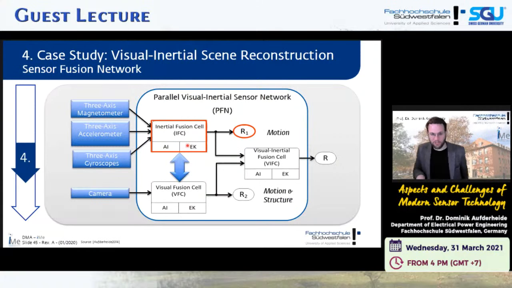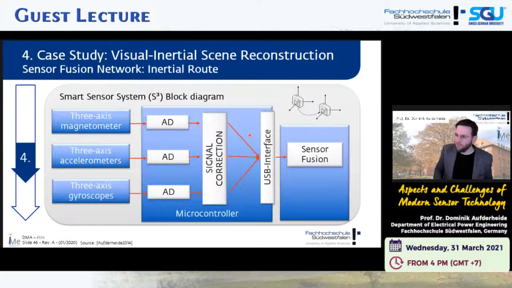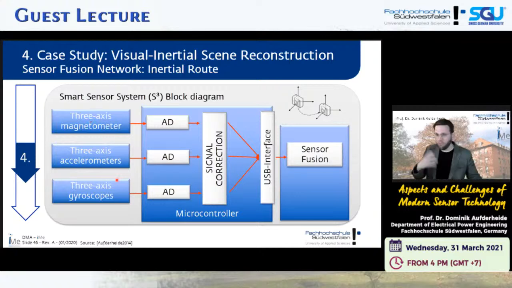The inertial fusion cell is completely independent from the visual one in this parallel setup. We have a visual fusion cell, as I just said, which gives us an estimate of the motion of the system and the structure. Now we have the inertial fusion cell, which could also lead us to a motion estimation. As I said, the inertial sensor setup consists of a three-axis magnetometer, a three-axis accelerometer, and a three-axis gyroscope. We need to be a little bit clear about what we are measuring here, so I simplified a little bit for you.